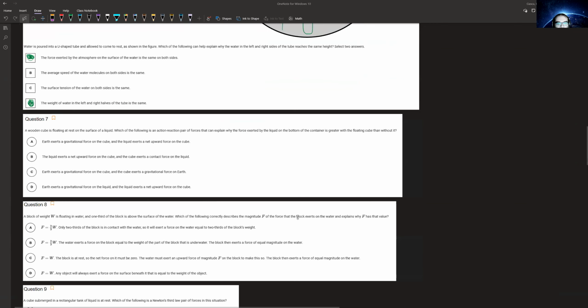Okay, let's go to question number 7. A wooden cube is floating at rest on the surface of a liquid. Which of the following is an action-reaction pair of forces that can explain why the force exerted by the liquid on the bottom of the container is greater with the floating cube than without it? Man, these are always gotchas, I feel.